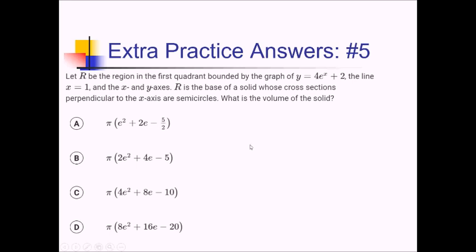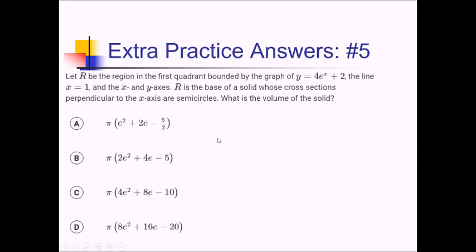So we're going to need an integral for this eventually. The limits of integration, we're essentially going from the y-axis to x equals 1, so that's going to be from 0 to 1. So that's already kind of taken care of. But now we're going to need to find the area formula that we're integrating over that interval. We're taking semicircle slices and adding them together.